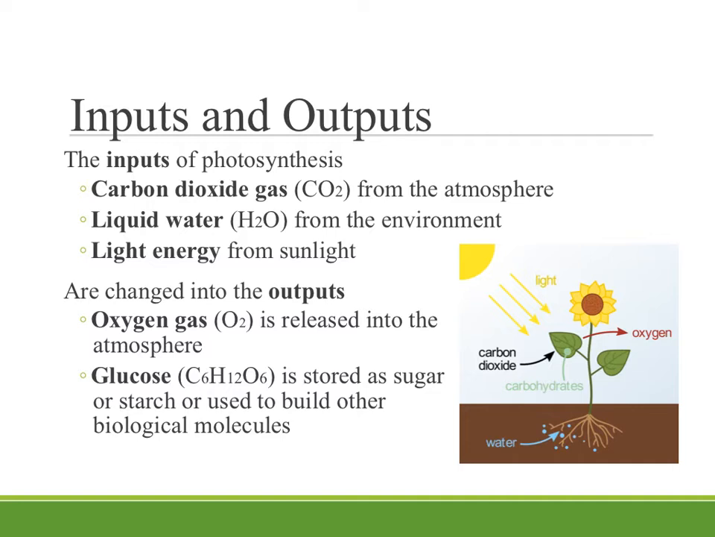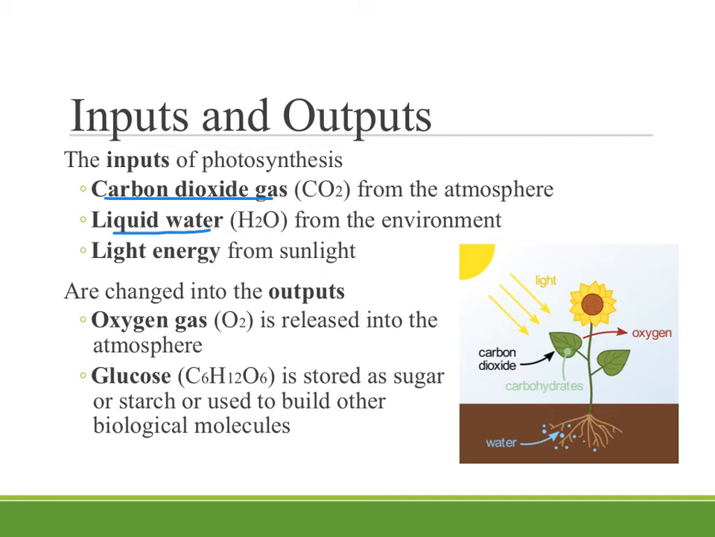Going in, of course, we have carbon dioxide gas. And that carbon dioxide gas, or CO2, is coming from the atmosphere because it has to be a gas. Another input for photosynthesis is liquid water, H2O. And this, of course, is coming from the environment, whether it's from the ground, if you're talking about a plant, or if you're talking about something that lives in water that does photosynthesis, of course, it's just being surrounded by water.